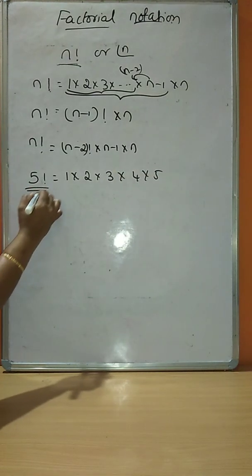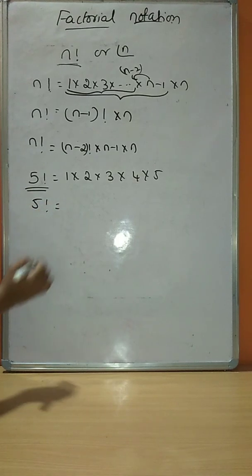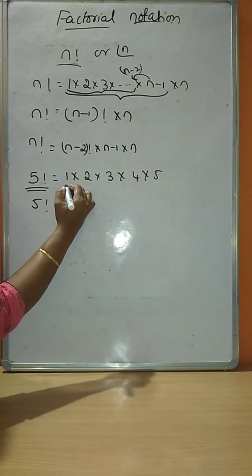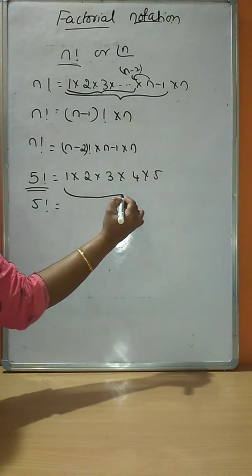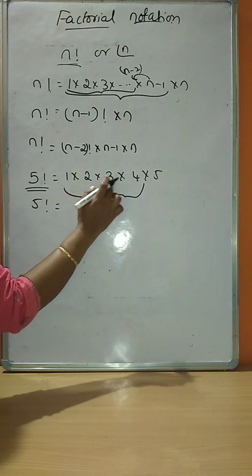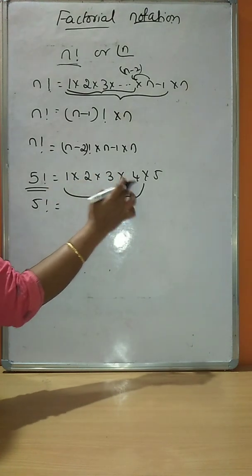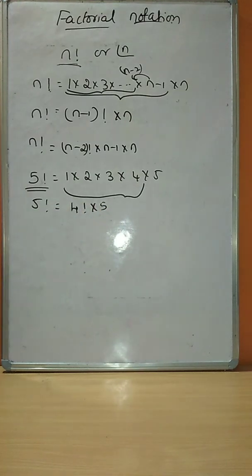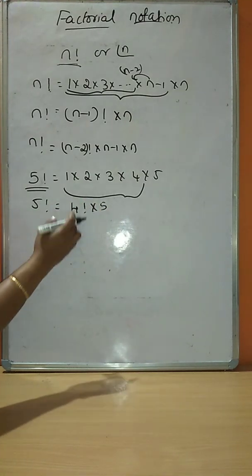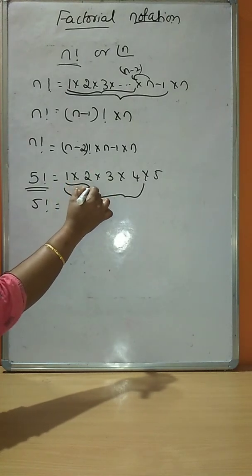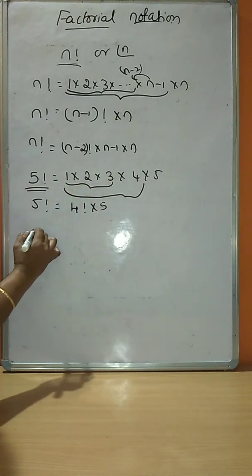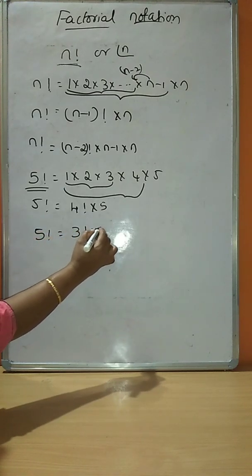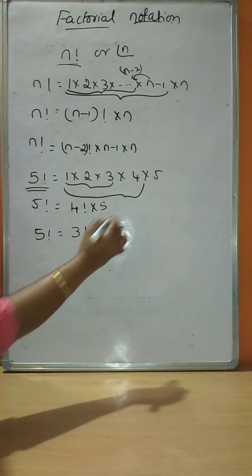Now, 5 factorial can also be written as... see, first you can take from here to here. Continuous numbers are there, no? 1, 2, 3, 4. This can be written as 4 factorial into 5. We don't want it in the form of 4 factorial. We want it in the form of 3 factorial. So we can write 5 factorial as 3 factorial into 4 into 5.